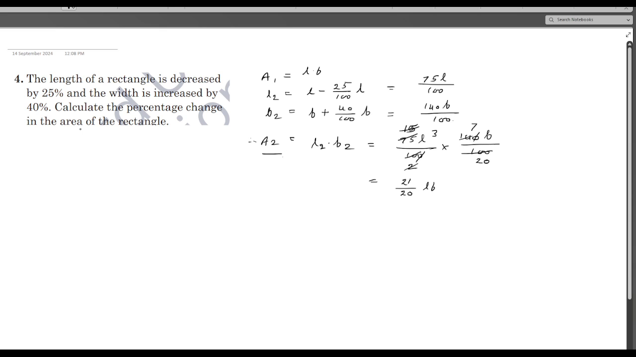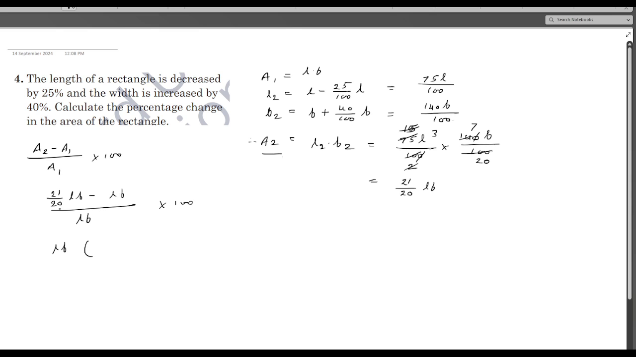This is your A2. Now we have to find the percentage change in area of the rectangle. So your change in area, A2 minus A1, divided by your original area A1, times 100, will give you the percentage change over the initial area. A2 minus A1 is 21 divided by 20 times LB minus LB, divided by LB, times 100. So LB, if you see, you can take common.